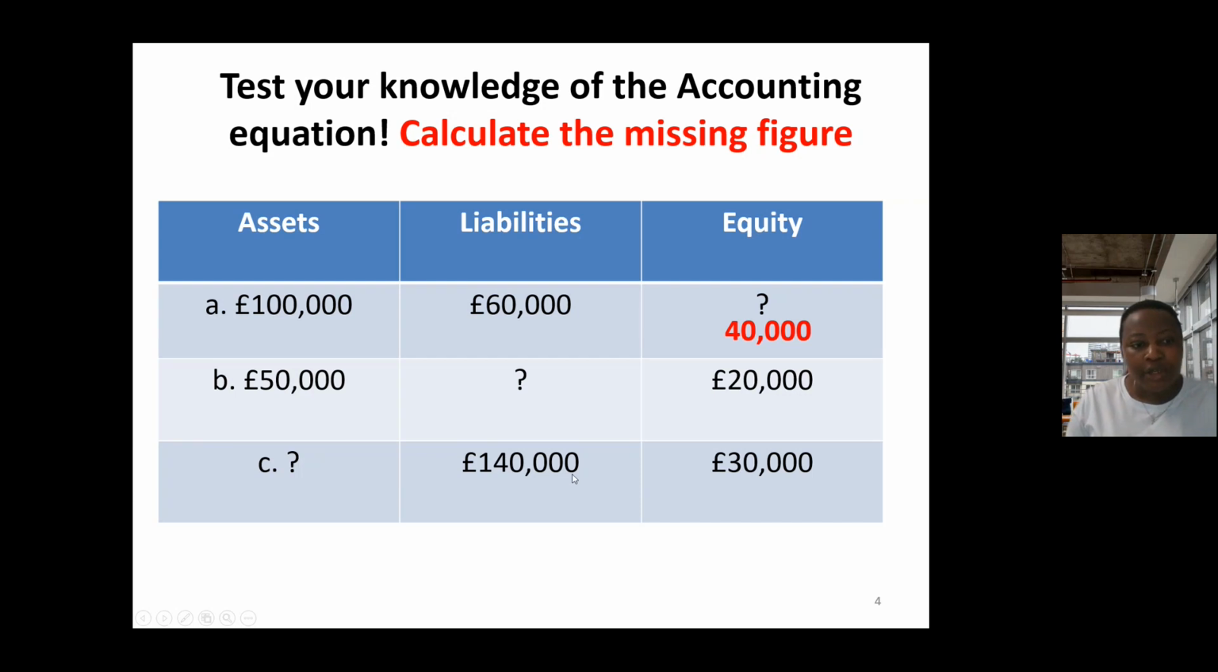Do you want to try working out the other ones? In this case, we're looking for liabilities. If assets equals liabilities plus equity, then liabilities should be what? Assets minus equity. Do you want to try doing that? So that should be 30,000. And of course, here assets will be liabilities plus equity, which will give us 170,000.